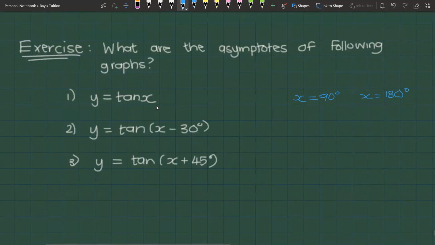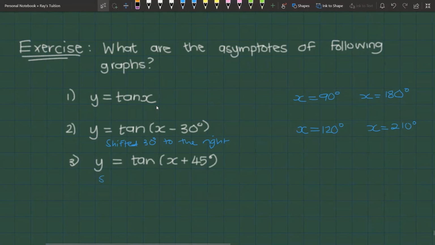In the second case, this graph has been shifted 30 degrees to the right. The positive tells us it's 30 degrees to the right. So these asymptotes will also be shifted 30 degrees to the right. The one will become 120, and this one here will be x is equal to 210. That is shifting both of them 30 degrees to the right.